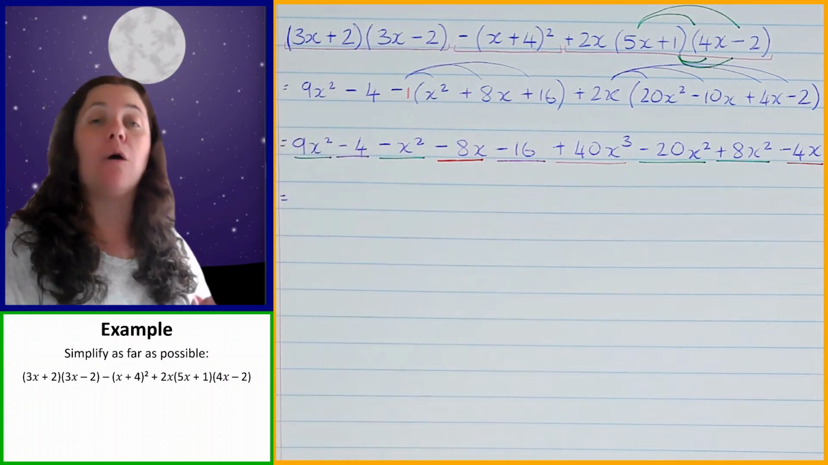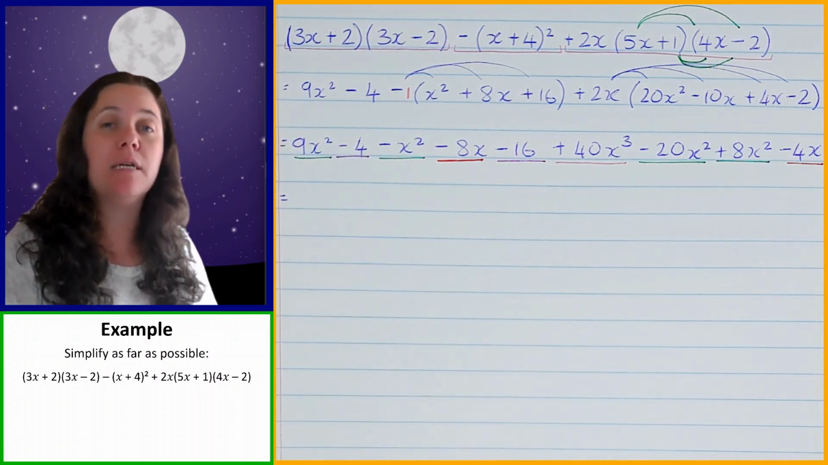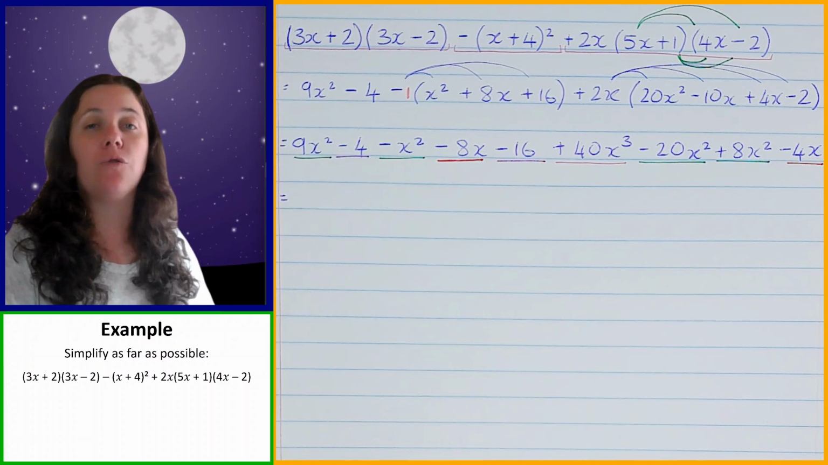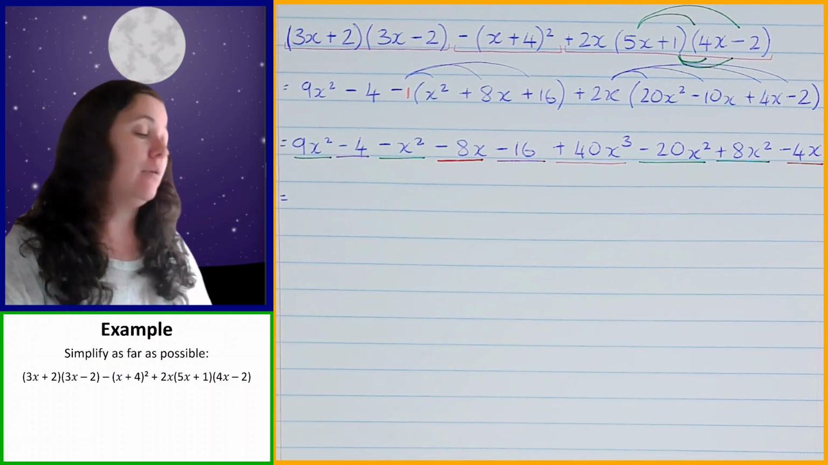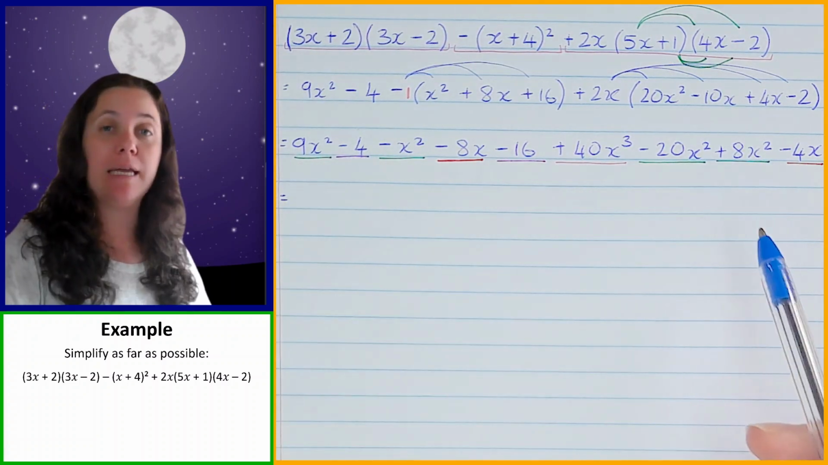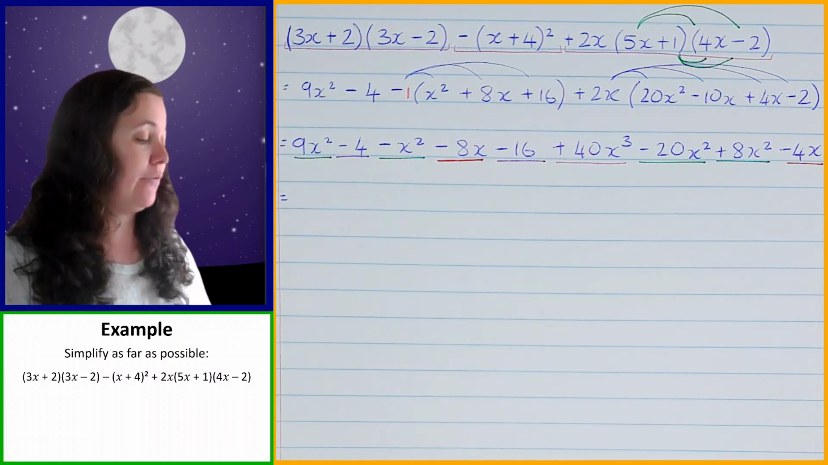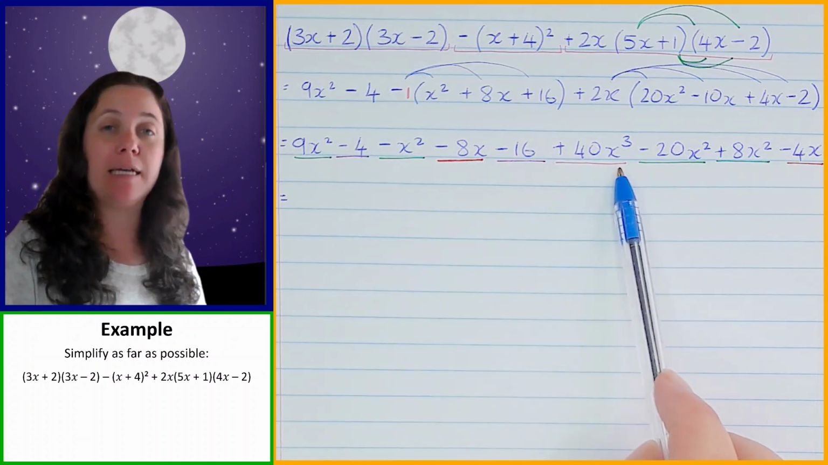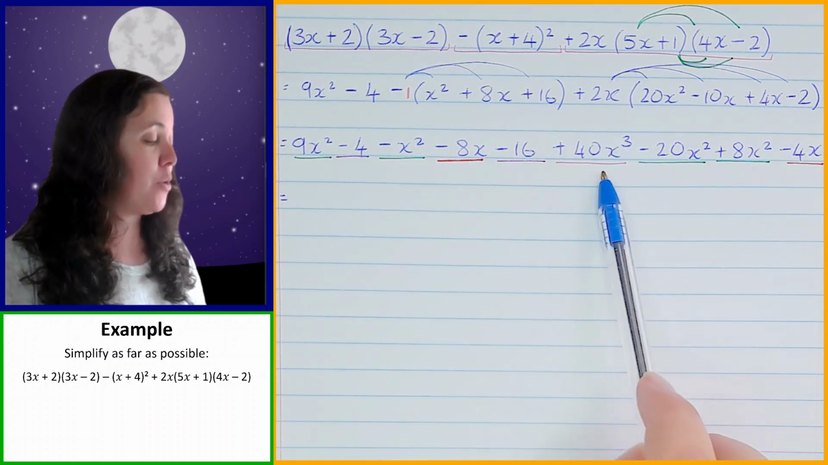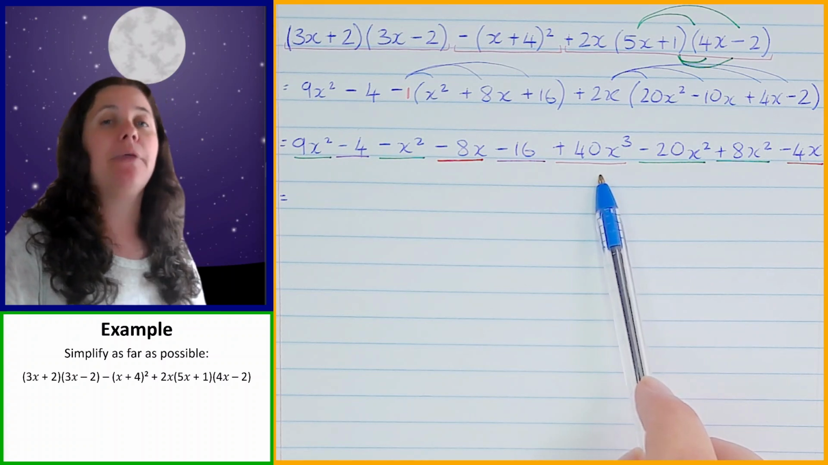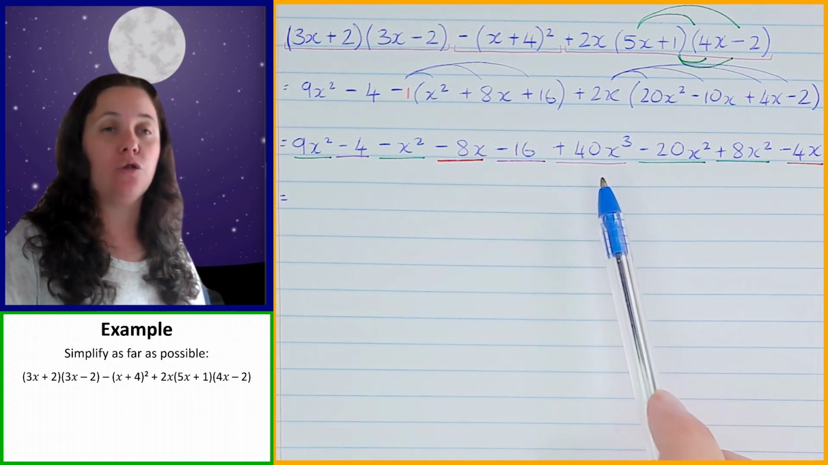Okay, now when I write the final answer, I need to try and write it in the correct order. In this case, the variable is x. So I'm writing it in descending powers of x. So I'm first going to do the term that has the highest power of x, which is the x cubed. So I'm going to be working with x cubed first, then I'll go on to x squared, then I'll go on to an x, then I'll go on to my constants.